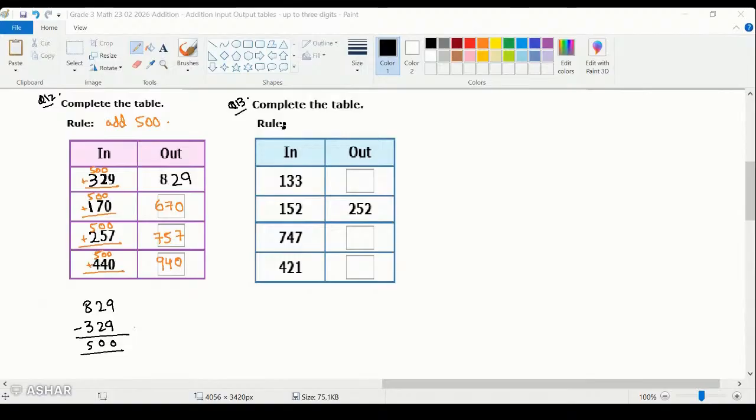Okay. Let's try. What is the rule over here? If these two values were given to us, we can look at the difference between these two numbers. 252 minus 152. 2 minus 2 was 0. 5 minus 5 is 0. But 2 minus 1 was 1. That means the rule says add 100.